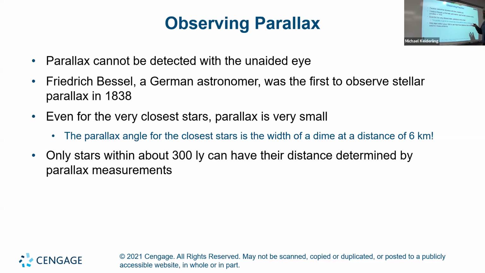And even for the very closest stars, parallax is very small. The parallax for the closest stars is like the width of a dime at a distance of 6 kilometers. This is how small the change we're talking about. And you can only really use parallax within about 100 parsecs, so about 300 light years. There's actually kind of a ladder of ways we measure distance that work further and further out that you can chain into each other.